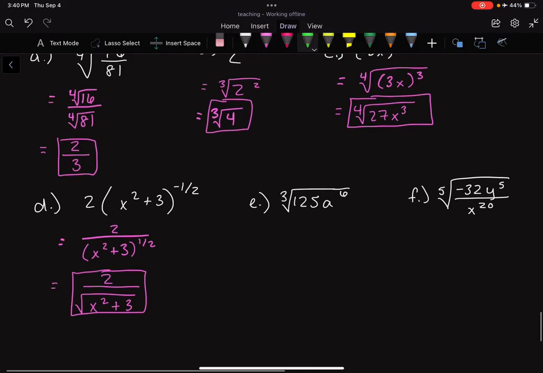I sometimes have students try to cancel these out, like the square root and the squared right here. Not able to do it. The reason is because of that plus on that 3. So you actually cannot do anything with this. You have to just leave it as is.